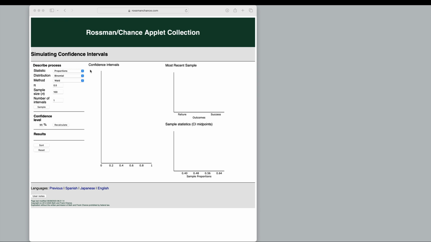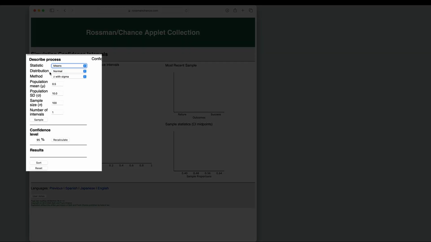In the US, the life expectancy is 75.5 years currently. And so we're going to simulate a population of, say, death certificates that average out to 75.5 years. So for the statistic here, we're going to switch this to means. For the distribution, we're going to assume that one's number of years they live is normally distributed, and we'll leave the method as z with sigma.